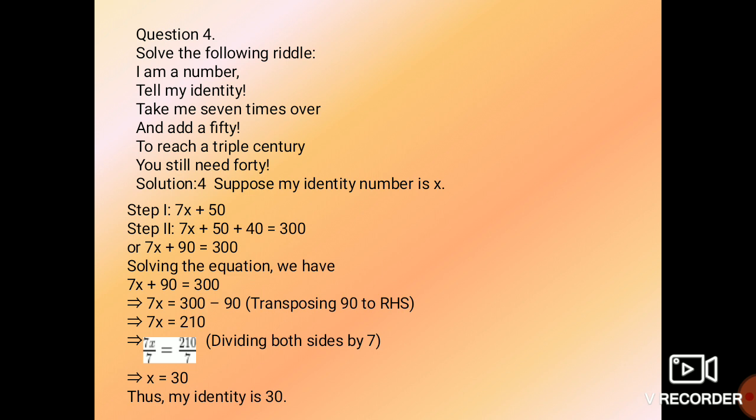Now we have got the equation. We will solve the equation. So now we'll shift 90 to the right hand side. So it will be 7x equals 210. Now we'll divide both sides by 7. So after dividing both sides by 7, I'll get x is equal to 30. So thus my identity is 30.